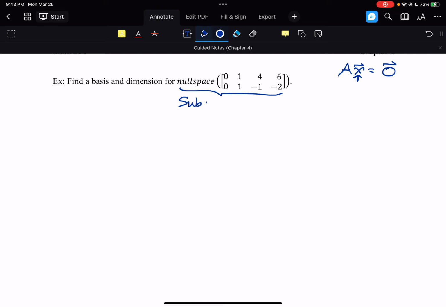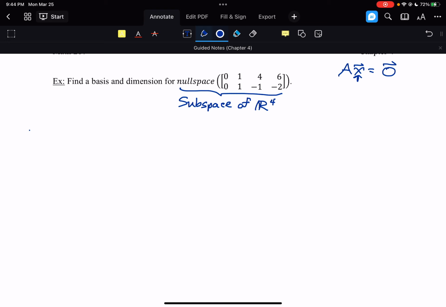And we know that the null space is a subspace, in this case, of R4. That was something we proved back in section 3, that the null space is a subspace of whatever vector space it's taking part in. So we know the null space is a subspace, but the question is, can we find a basis for that null space? So the first thing we have to do is actually find the null space.